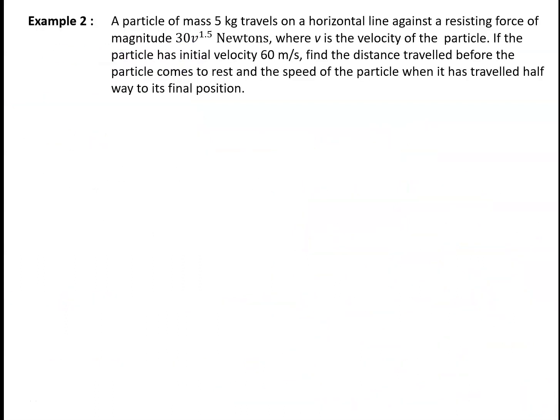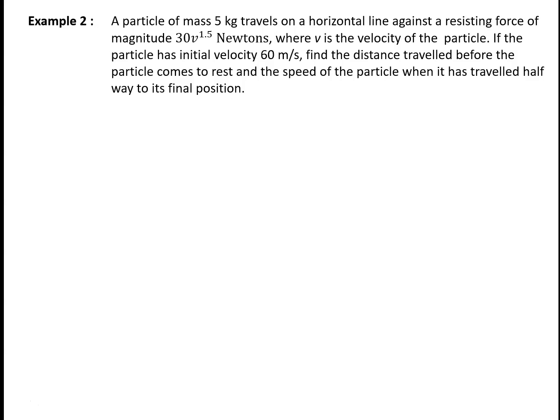So we have a particle of mass 5 kilograms, travels on a horizontal line against a resisting force of magnitude 30 v to the 1.5 newtons, where v is the velocity of the particle. The particle has an initial velocity of 60 meters per second. Find the distance travelled before the particle comes to rest, and the speed of the particle when it has travelled halfway to its final position.